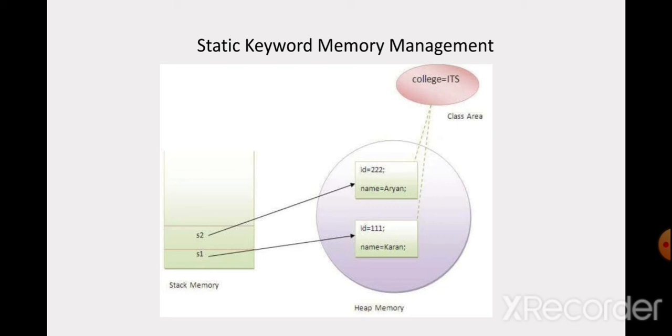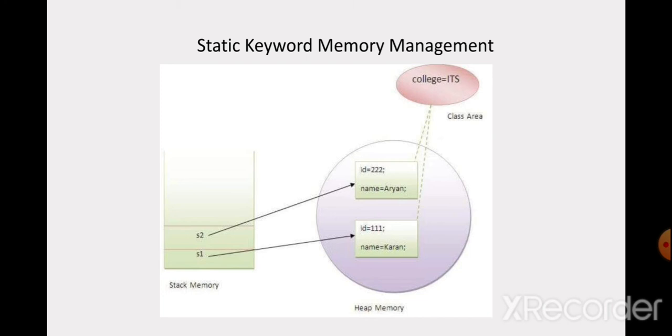If you go to the next slide, you will understand. I have two object variables, s1 and s2, and they contain two pieces of information. One is ID 222, name Aryan, and another is ID 11, name Karan, but their college name is ITS. If I'm not using the static keyword, then it will store the college name a number of times, once for each object in memory.